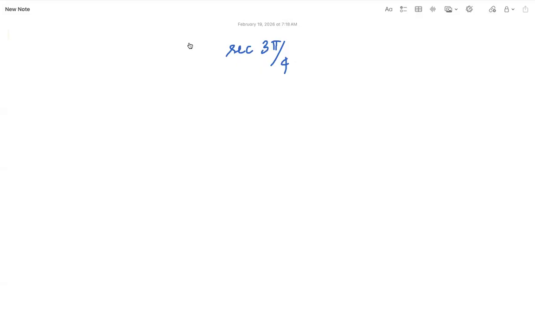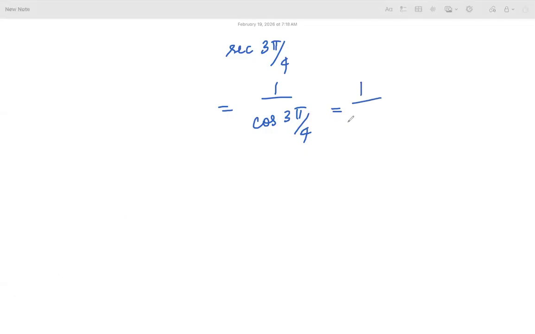Miss Priya, what do you mean by exact value? Okay. 1 by cos 3 pi by 4. So what happens then? Does that make sense? Then what happens? 1 by minus root 2 by 2, correct? Yeah. But this is not your answer, right? You proceed and let me know the answer.